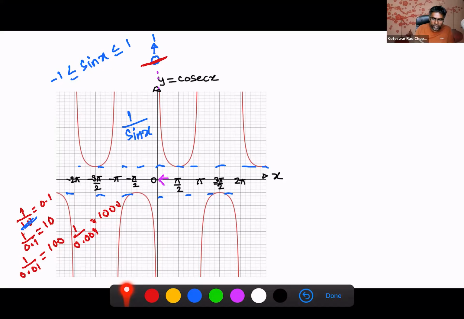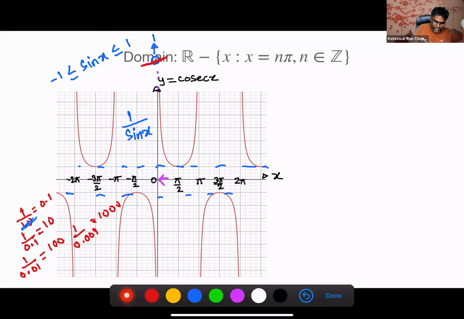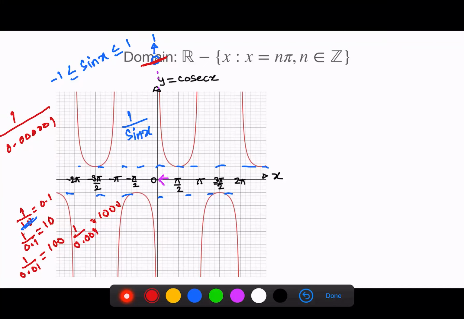See, if you are coming very close to 0, that means it's a number very close to 0, so it could be any of these numbers, right? You can say it would be a number like 0.0000001. I can put many zeros. In that case, what will happen if I take 1 over that? I'll get a very large number, right? So that would make your output of cosecant x very large. Understand?